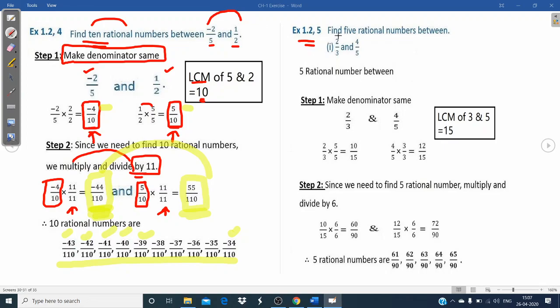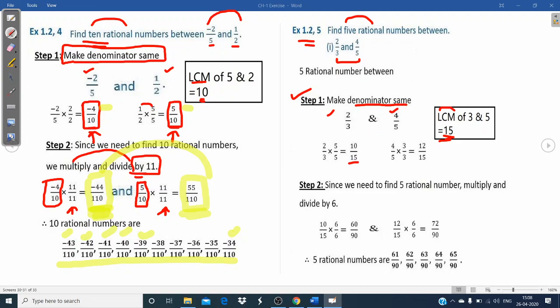Next question, you have to find 5 rational numbers between 2/3 and 4/5. Now you can see this thing, students. Here, how many rational numbers do you have to find out? You have to find 5 rational numbers between this pair of rational numbers. So again, our first step is to make the denominator the same. In order to make the denominator the same, you have to take the LCM. So the LCM of 3 and 5 will be 15. These were your two numbers.